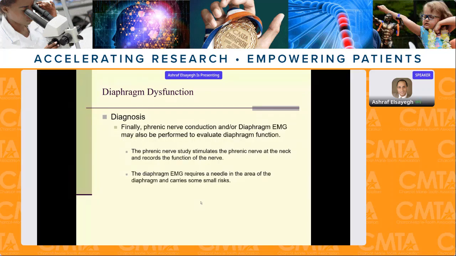And then finally, the test that I am sure 100% of you have had at one point in your life, and I understand that it's a very unpleasant test, but basically it's an EMG. So what we can do is a phrenic nerve conduction or a diaphragm EMG. A phrenic nerve conduction basically is we stimulate the phrenic nerve at the neck, we just shock it, and we look at the function of the nerve. A diaphragm EMG, we again stimulate the phrenic nerve, but now we put little needles into the diaphragm, and we see the innervation of the actual diaphragm.